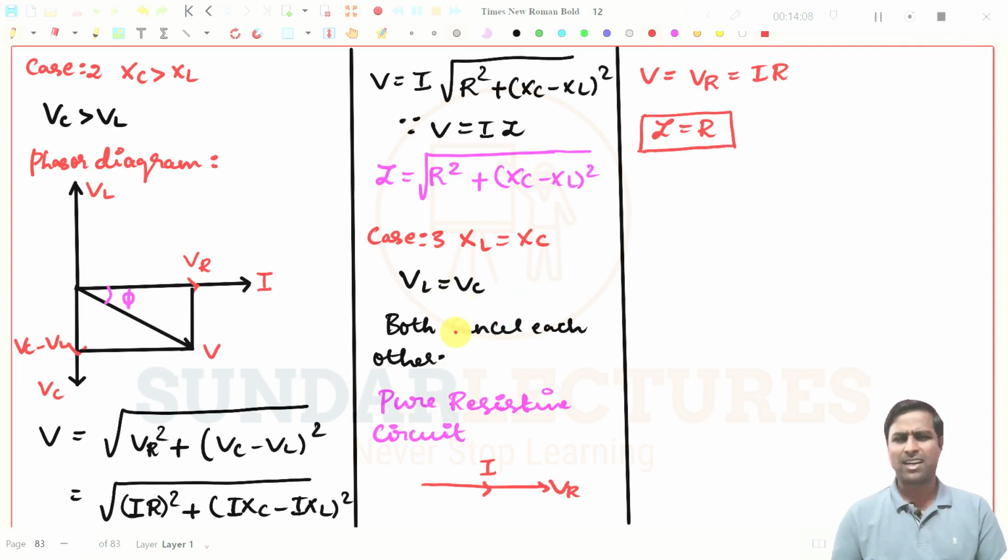You have to understand, it is not a big concept. Since XL is equal to XC, you will get equal values, so it will be a resistive circuit.